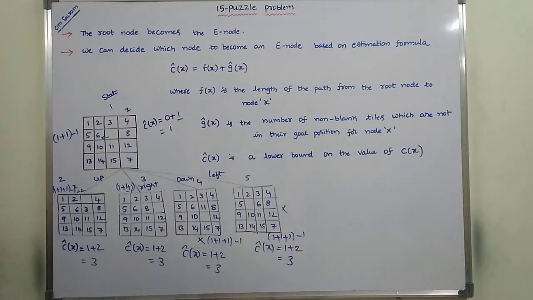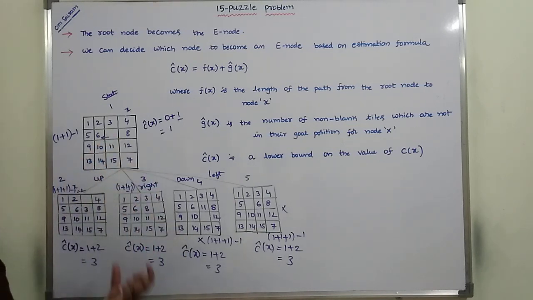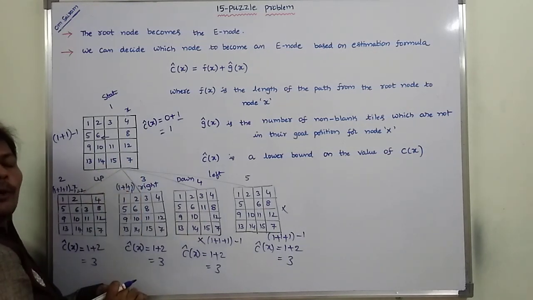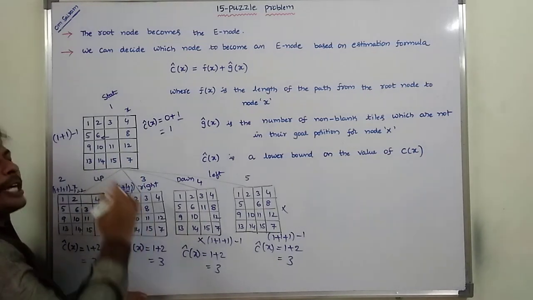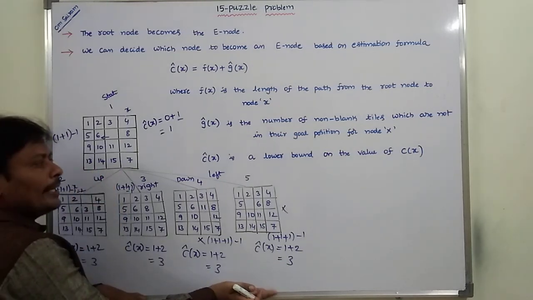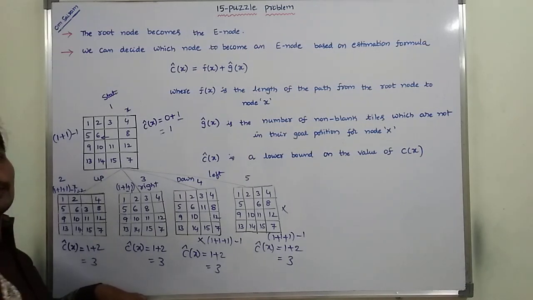So in this way, we have to extend the state space tree until we reach the goal position. Up to this point, we have to calculate the cost. In the next level, what is the f of x value? It is the length from the root node to the next node in the level x. So how many edges are there? 2 edges are there. Level 3 minus level 1, that is f of x is equal to 2.